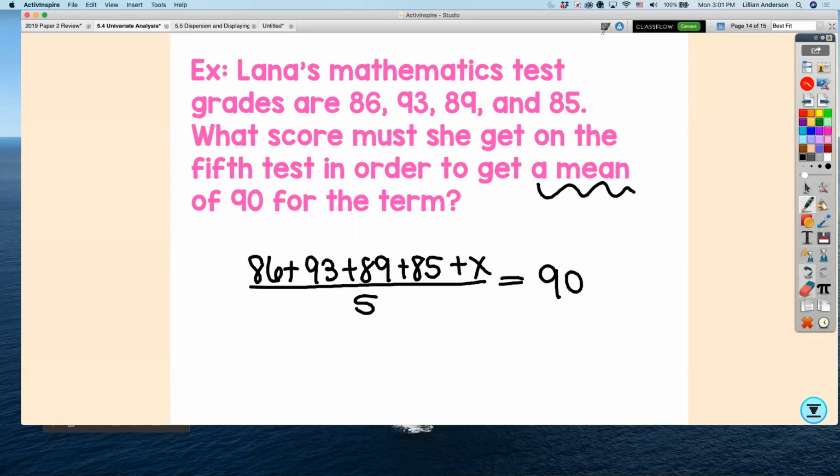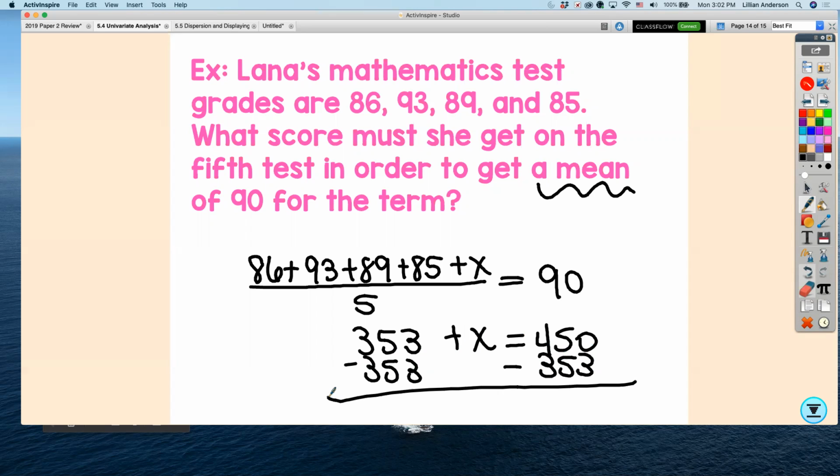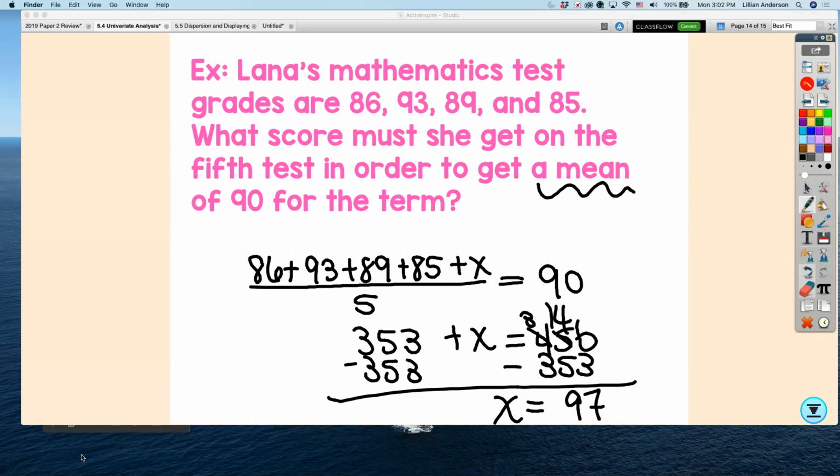So multiply both sides by 5, you get 450. You would add up this entire total. What's 86 plus 93 plus 89 plus 85? So then you subtract 353 from both sides. You borrow. And so X is equal to 97. So that's what she would have to get on her 5th test to get an average of a 90. And this is a very typical ACT problem. Maybe something around the easier level, maybe even the medium level, but it's common.